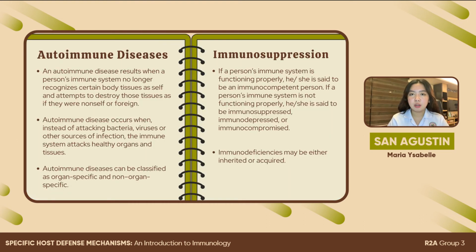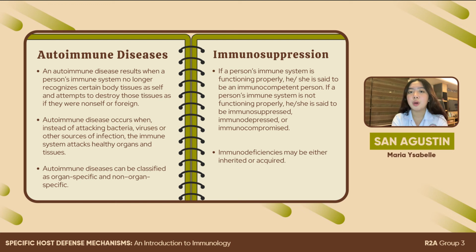Autoimmune diseases. An autoimmune disease results when a person's immune system no longer recognizes certain body tissues as self and attempts to destroy those tissues as if they were non-self or foreign. The autoimmune disease occurs when, instead of attacking bacteria, viruses, or other sources of infection, the immune system attacks healthy organs and tissues. The cause of autoimmune disease: this may occur with certain tissues that are not exposed to the immune system during fetal development so that they are not recognized as self.